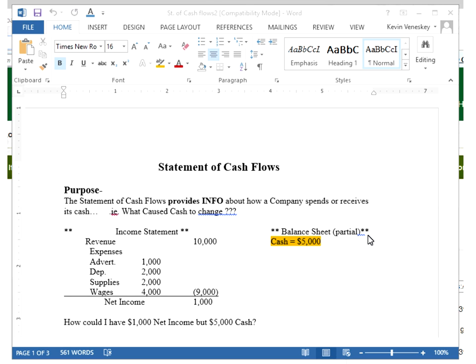The entire purpose of this statement of cash flows is to let anyone looking at the company know how the company is spending and/or receiving their cash. Where is it coming from? Where is it going to?